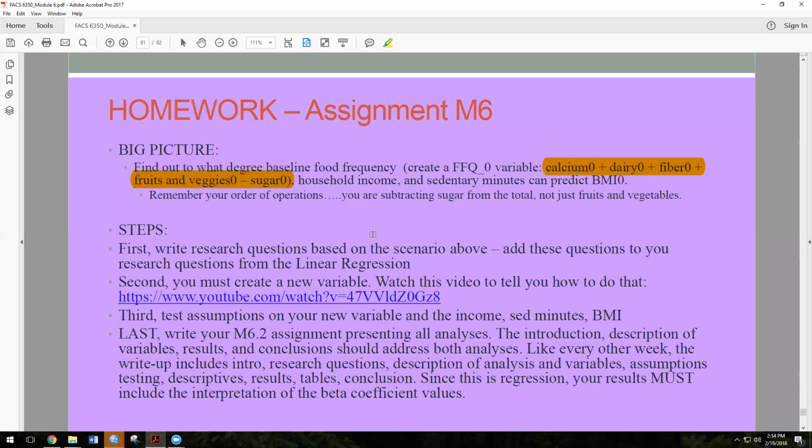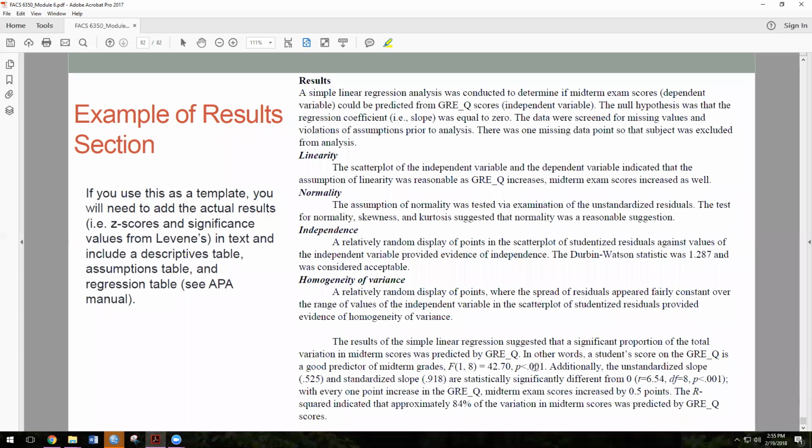So write your research questions. Create your new variable; this is a video on how to do your new variable. Test your assumptions on your new variable and the other 3 variables, and then write up your analysis. So you're going to have 2 simple linears and 1 multiple linear.